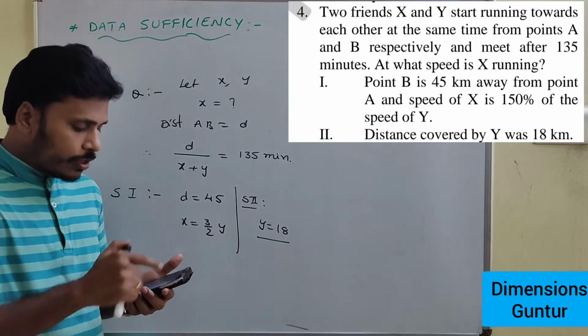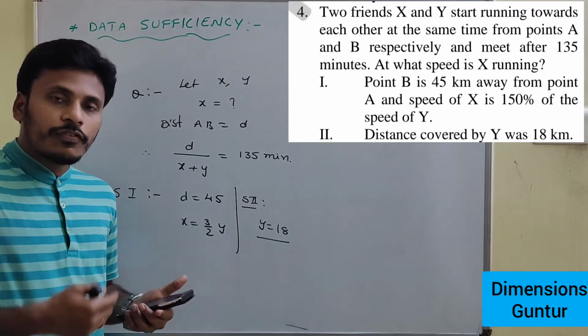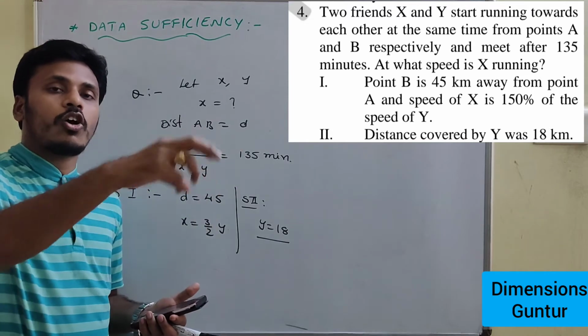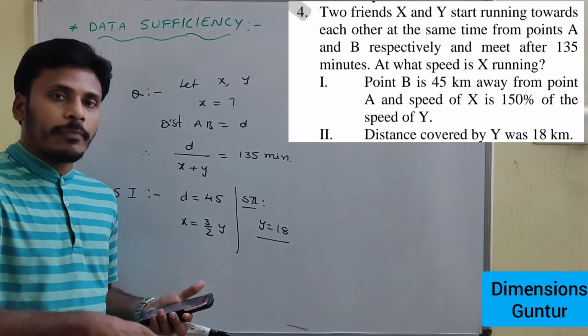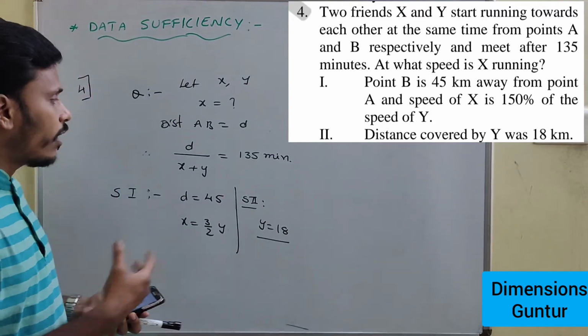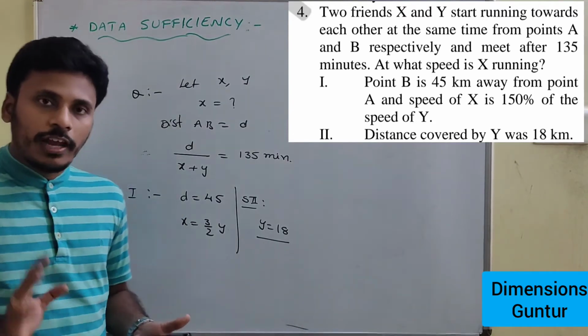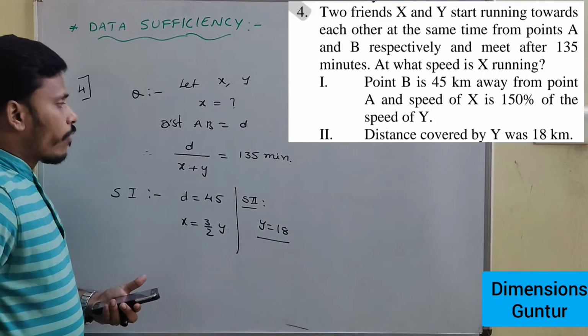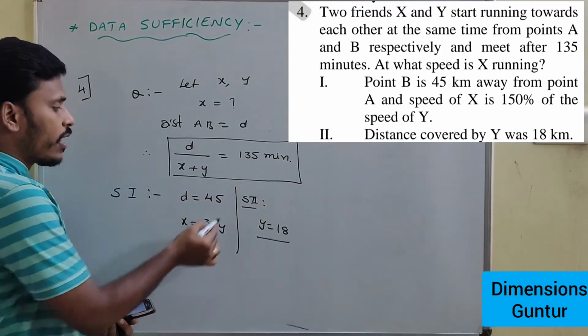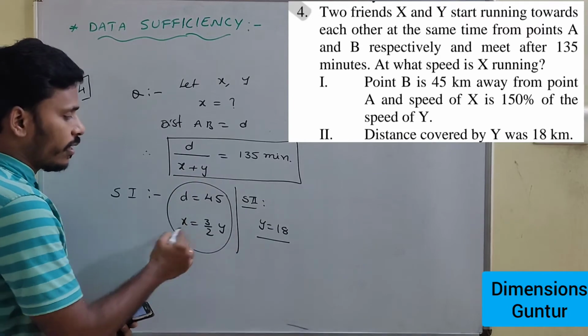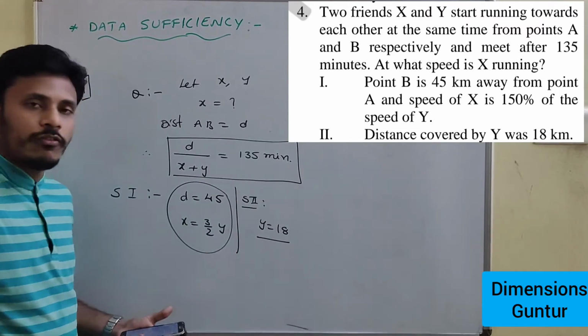Okay. Now just think about the question. See, all these questions from data sufficiency are again related to the different concepts which you learned from arithmetic. All those concepts here we need to apply. There may be time and distance, time and work and everything. And this problem is related to time and distance. So from the question part, we have d by x plus y is equal to 135 minutes, and here we have d and x, the relation between x and y. Here I have only y.